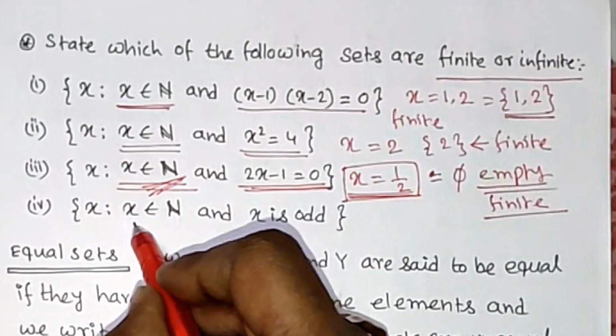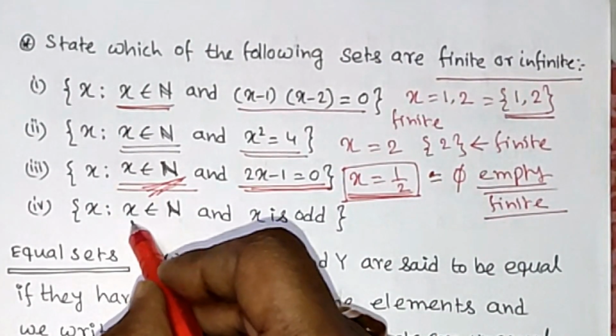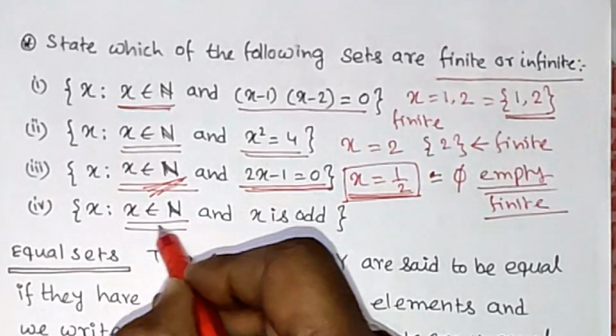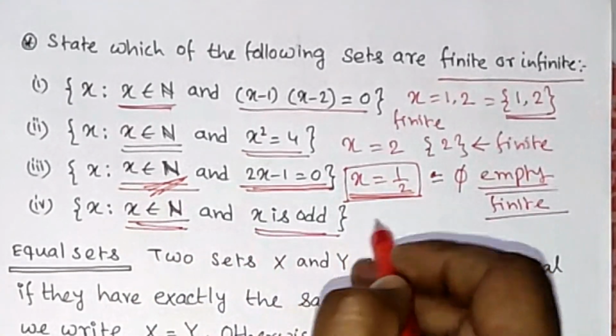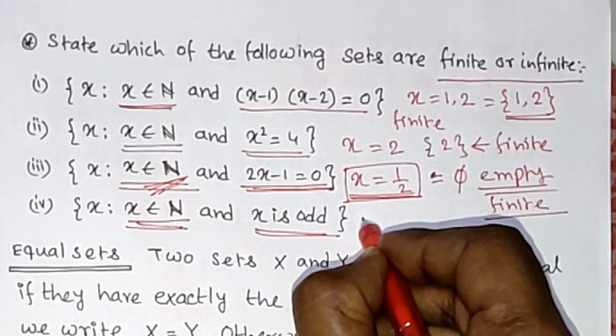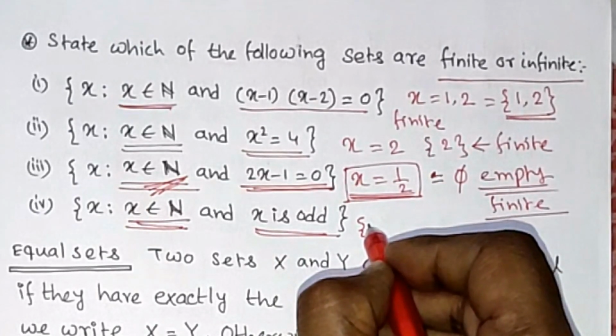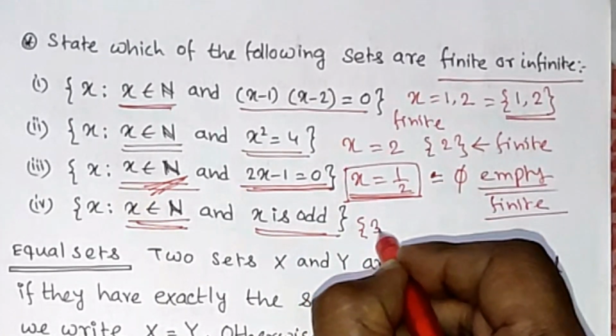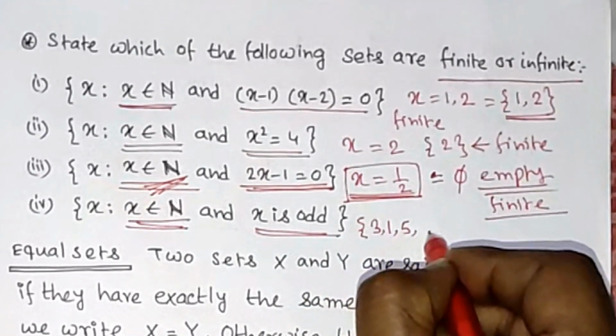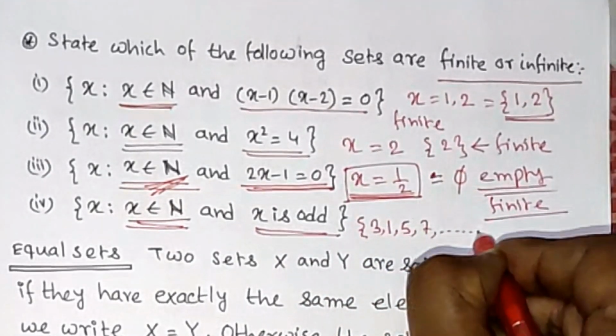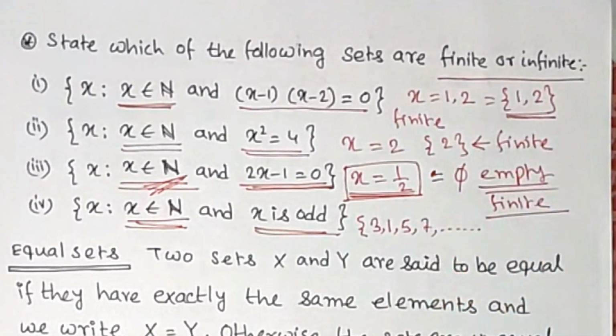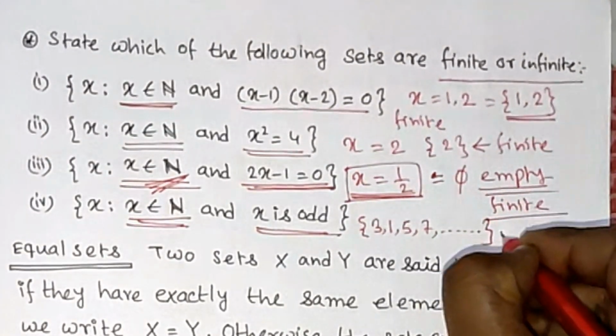Now what about this set? The last one, x such that x belongs to the set of naturals and x is odd. Okay, so let's write the odd natural numbers: 1, 3, 5, 7, etc. As the number of naturals is infinite, hence the number of odds is also infinite. So this is an example of an infinite set.